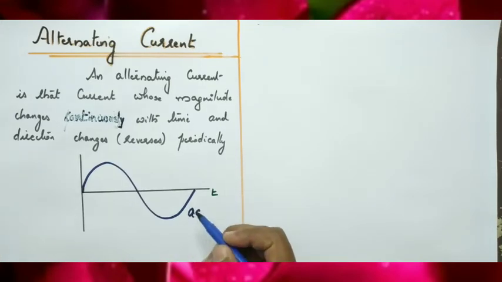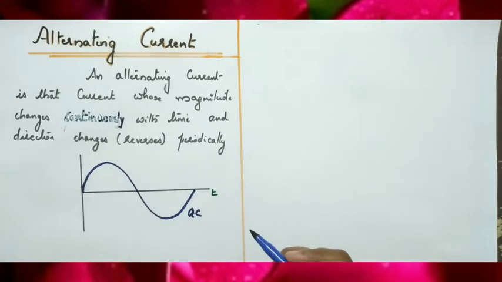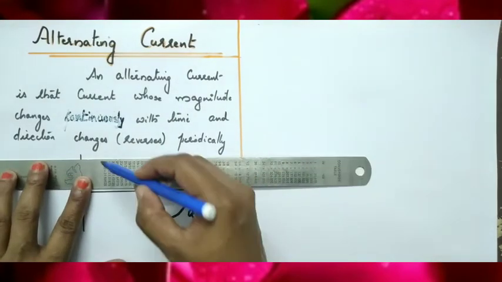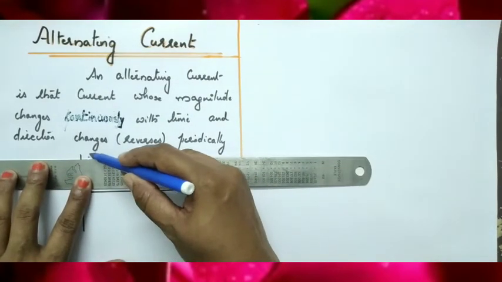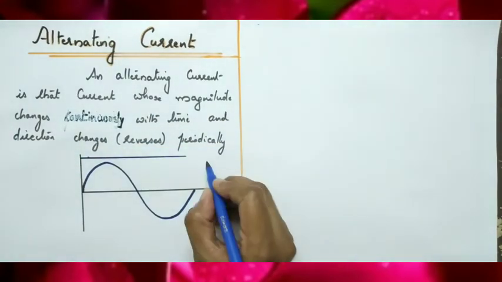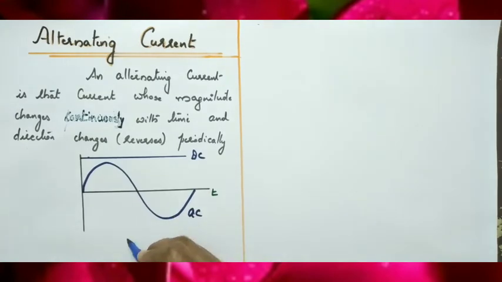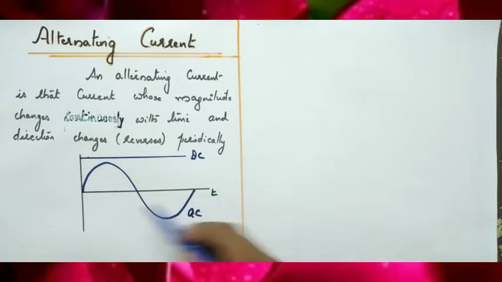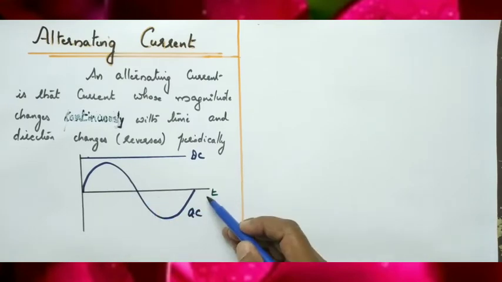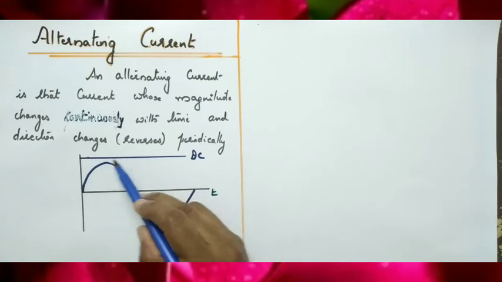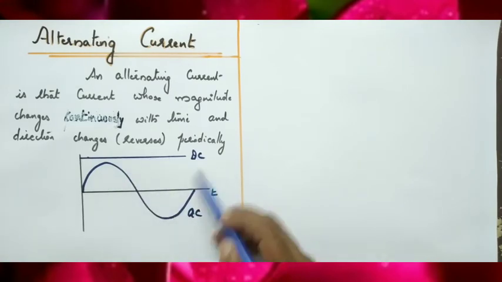Now how will you represent a DC voltage? DC voltage means the voltage always remains constant. The magnitude of voltage remains constant. So this is the representation of DC. The voltage, if it remains constant, is called a DC voltage or DC current. So AC means the magnitude changes continuously with time and the direction changes periodically. DC means the magnitude of the current and voltage remains constant throughout.